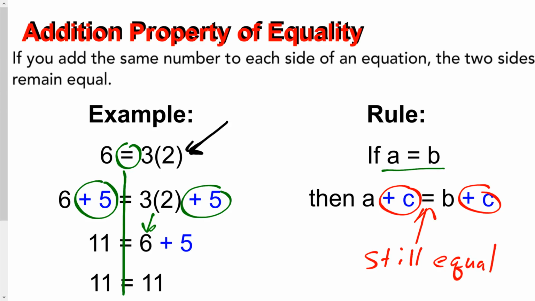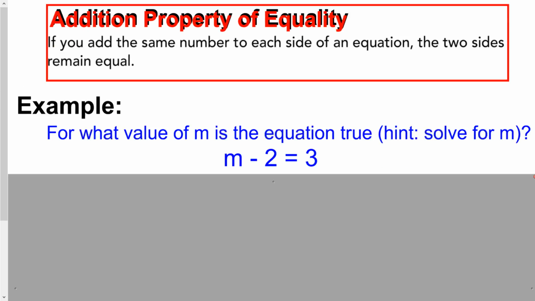You might be wondering, where is this going to become useful? Well, let's see an example here. It's going to help us when we need to solve equations for a variable. Remember, a variable just represents some value. So look at this example here. It says, for what value of m is the equation true? It gives you a little hint: solve for m.